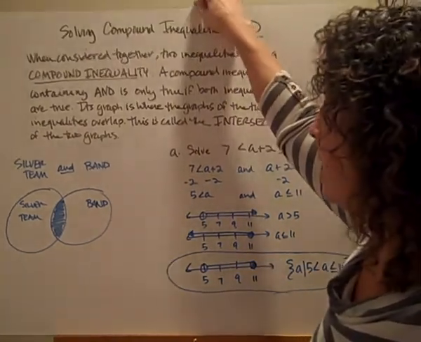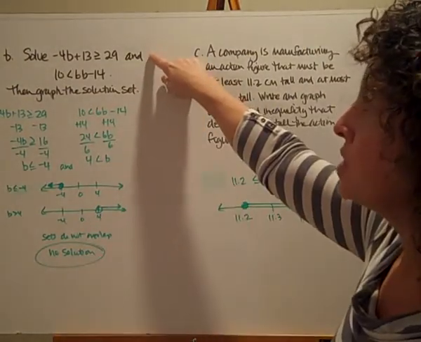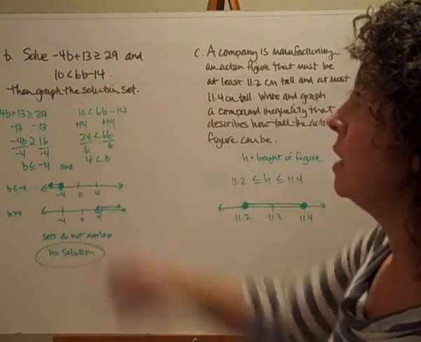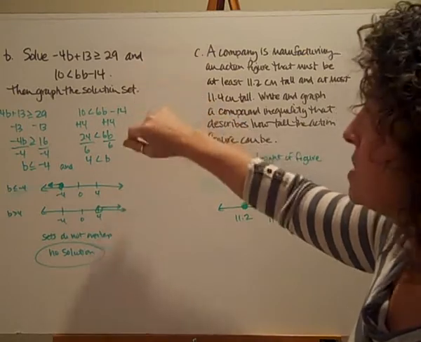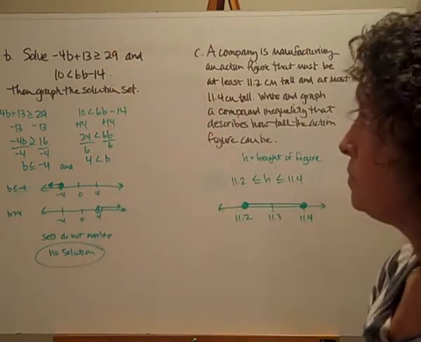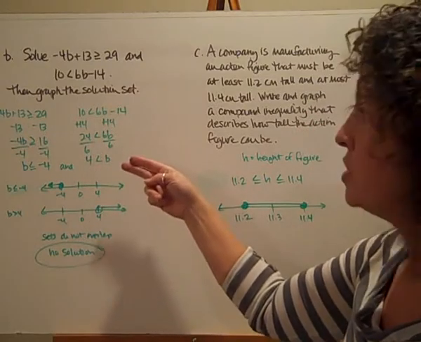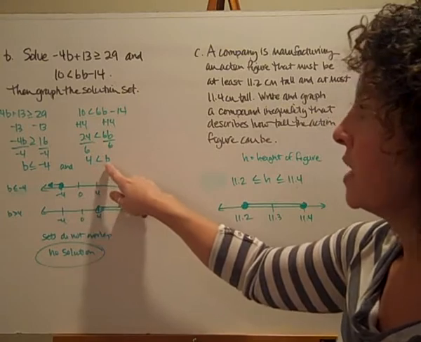All right, let's take a look at a couple of others. Solve negative 4b plus 13 is greater than or equal to 29, and 10 is less than 6b minus 14. So we can write them here as this and piece, especially when we don't have something in common in the middle. And then we're going to graph this. So we're going to solve each of these independent of each other. I have b is less than or equal to negative 4, and 4 is less than b.